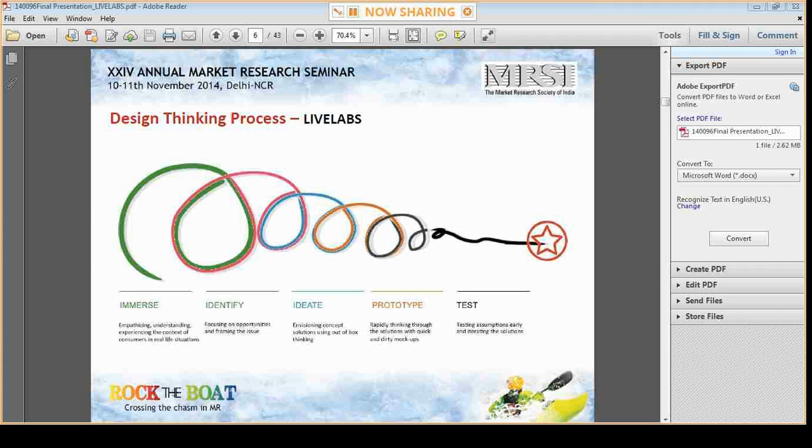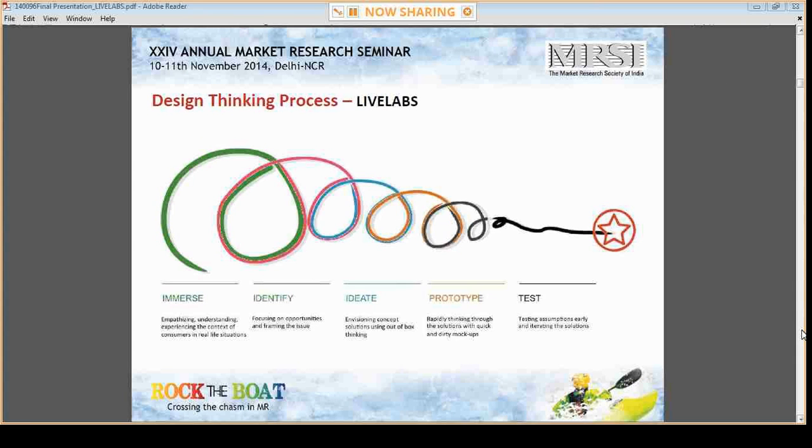The slide is titled Design Thinking Process Live Labs. Talking about the design thinking process, it involves these distinct steps. It starts from the immerse phase, wherein we try to understand the consumer's viewpoint by interacting with them, understanding their problems in real time, and then identifying the insights that can be drawn from it and how they convert into various opportunity spaces. Then it goes to the ideate phase, wherein we ideate on these opportunity spaces which have clearly come out after these interactions with the consumers and stakeholders.